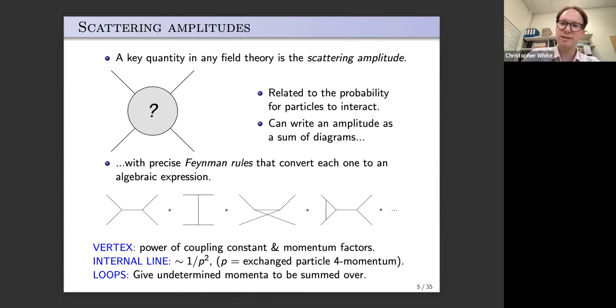And this number called the scattering amplitude is related to the probability for particles to interact. So in turn, it's related to all the things that get measured, like cross sections and decay rates and so on. And the point is we can write any amplitude as a sum of diagrams. The traditional way to do that is to use what we call Feynman diagrams. And then there are precise Feynman rules that convert each of those into an algebraic expression for the scattering amplitude.